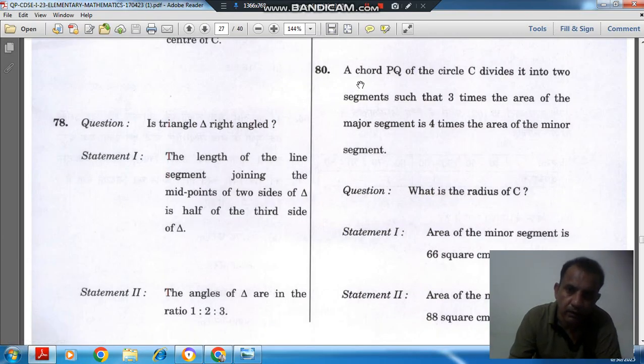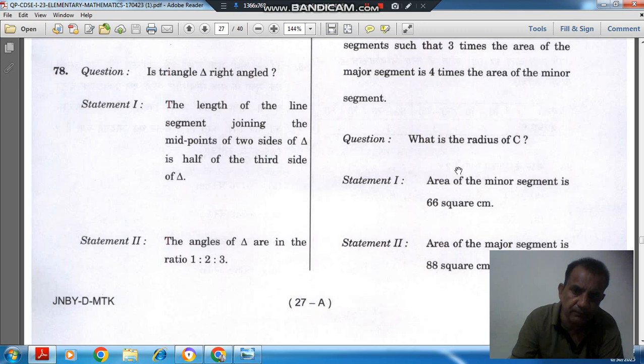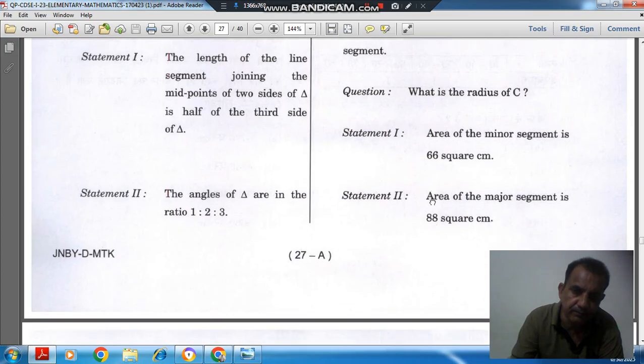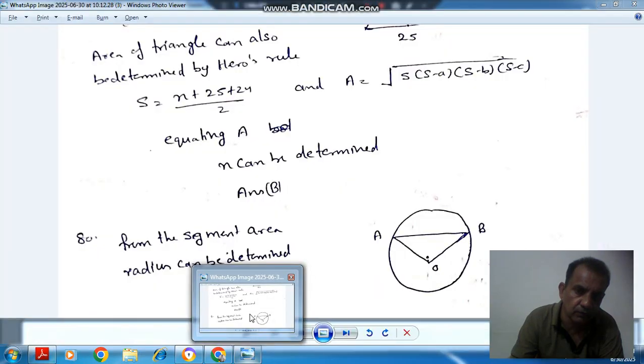Question number 80 is: a chord PQ of the circle C divides it into two segments such that 3 times the area of the major segment is 4 times the area of the minor segment. Question: what is the radius of C? Statement 1: the area of the minor segment is 66 square centimeters. Statement 2: the area of the major segment is 88 square centimeters.